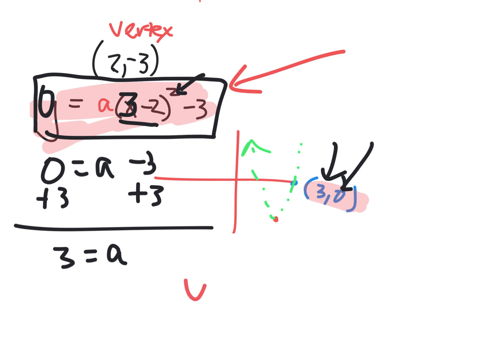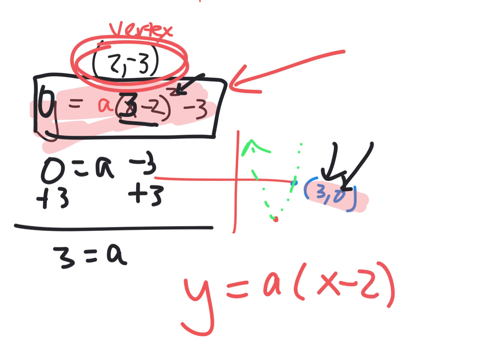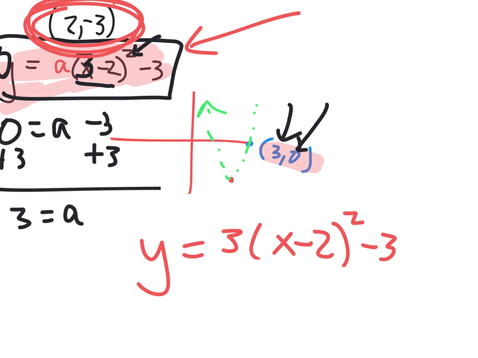Okay, so here's the equation. Y equals A times x minus 2, because that was the vertex. See, the vertex is right here. X minus 2 squared minus 3. And then, oh yeah, A is 3. So I put a 3 right there. There's my equation. Okay. Feel like you could do that on a test?